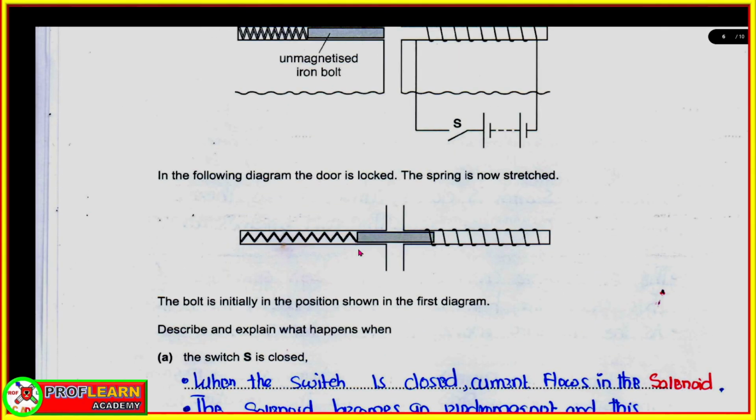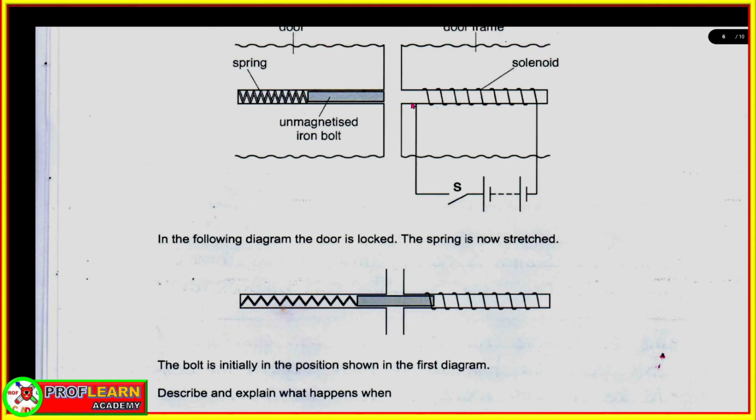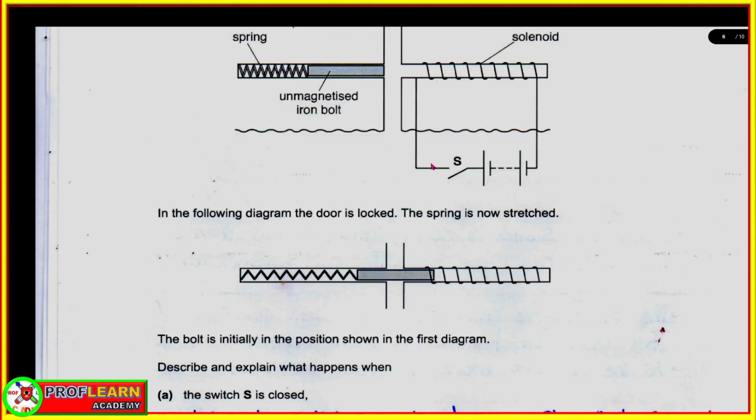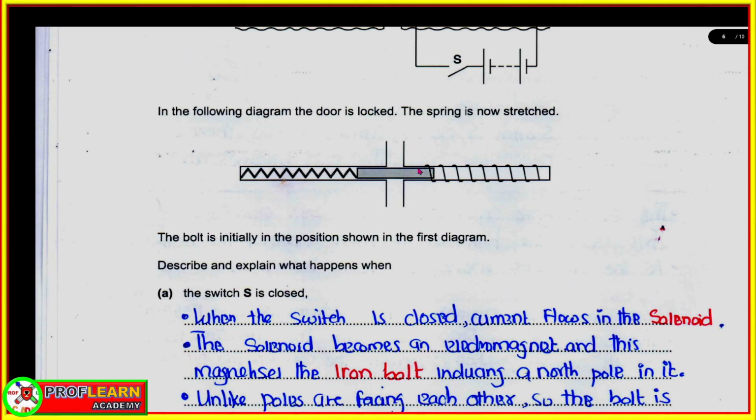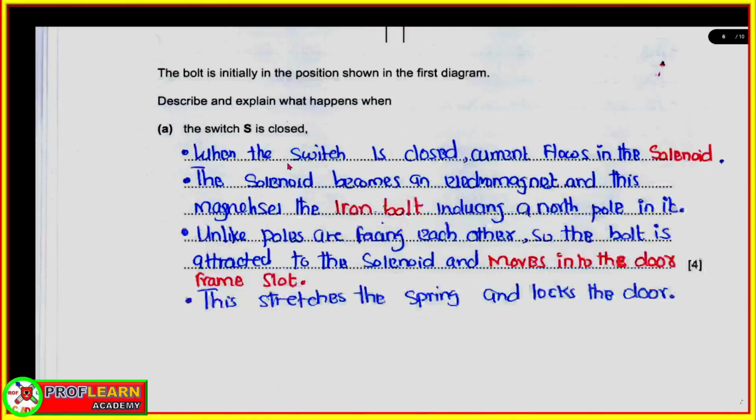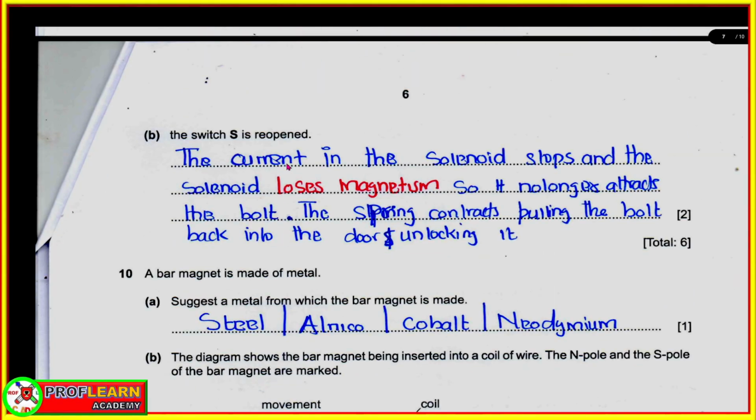Yeah, so you can see immediately it pulls, going to lock the door. Then if it's locked like this, when the switch is open, current stops flowing, which means that this particular coil stops being a magnet, then the spring is going to pull it back. That's the principle of how it works.